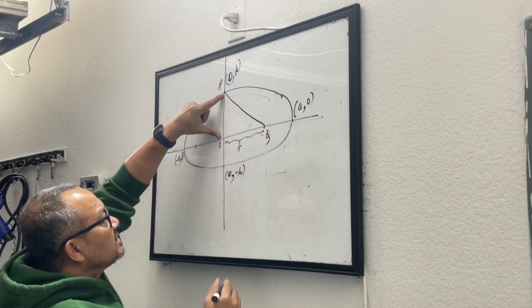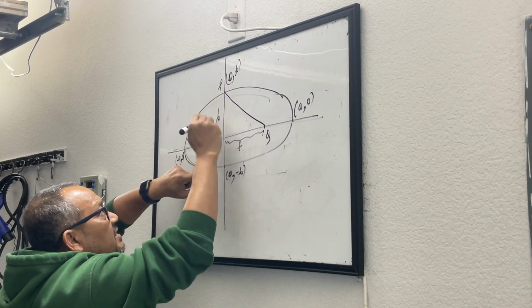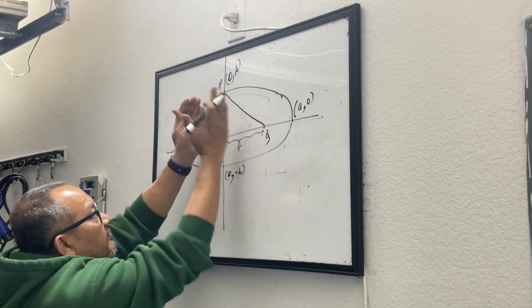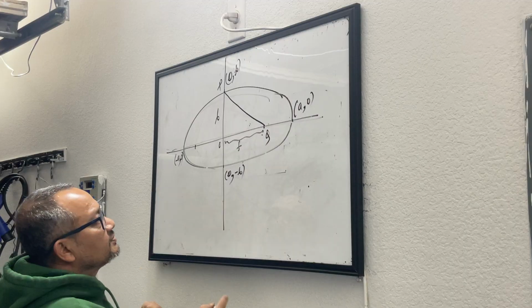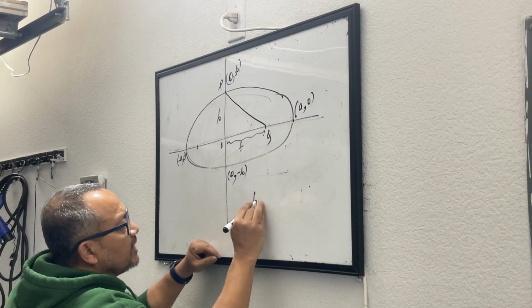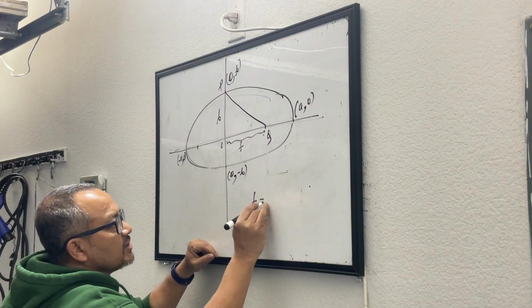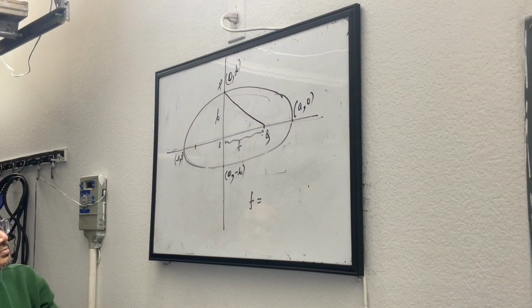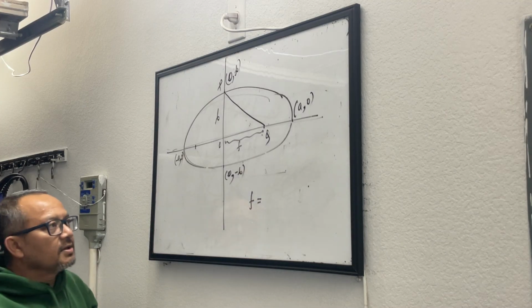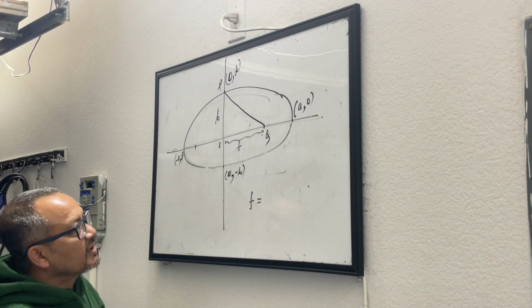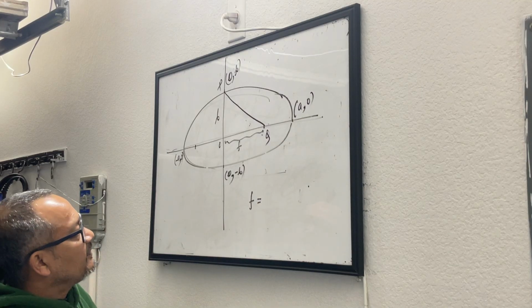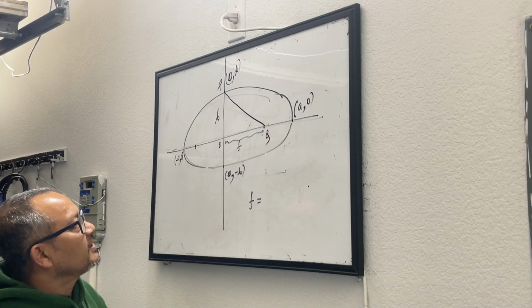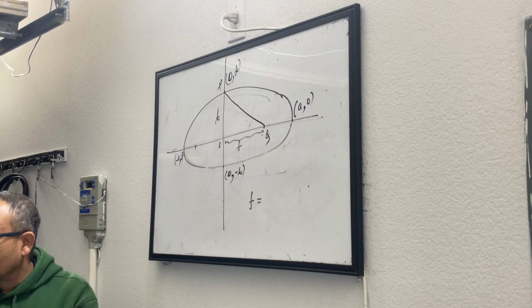So this length is nothing but b, 0 to b. We are trying to find out how much this one is. Okay. So f will be equal to, I'm just thinking which way to go. Shall I find out the focal length first, or shall I find out the, okay.